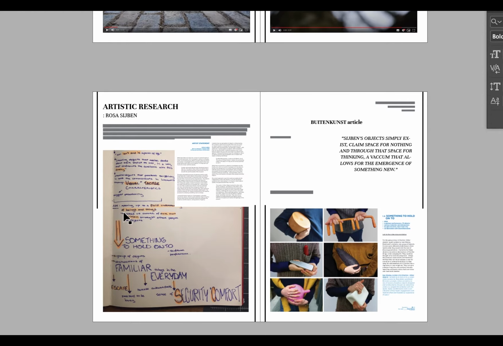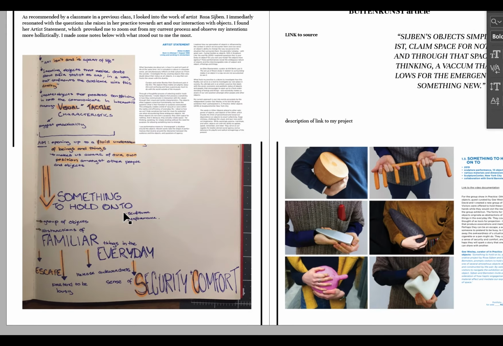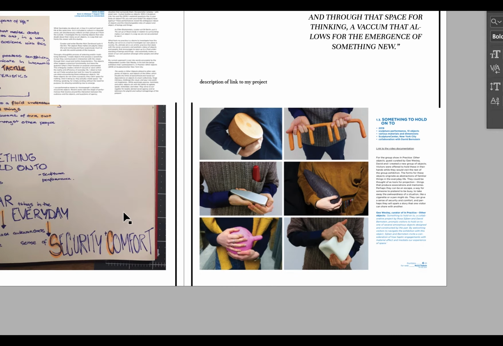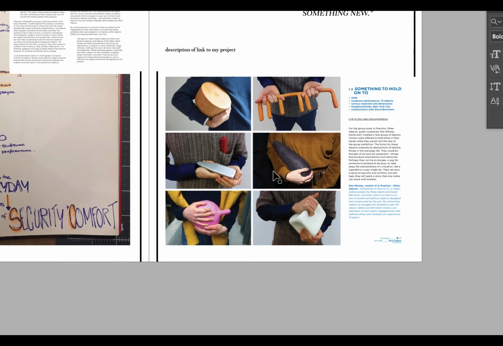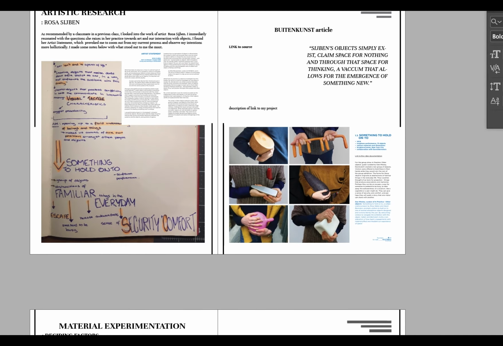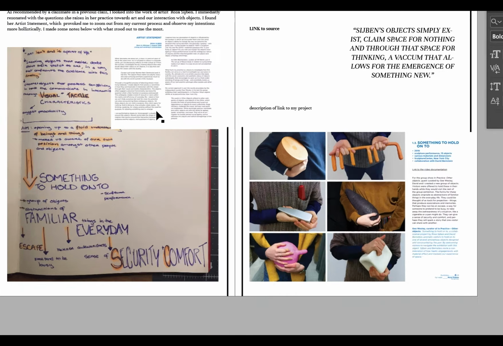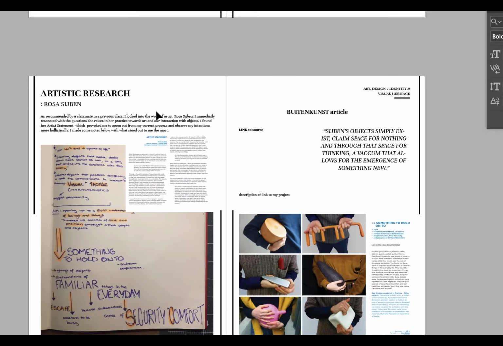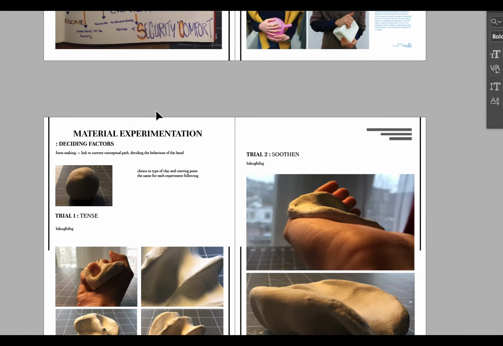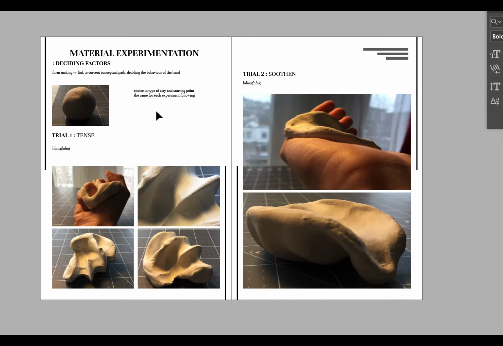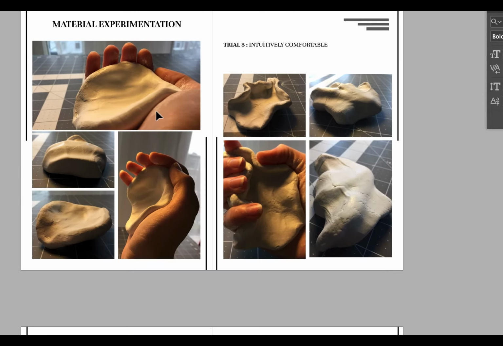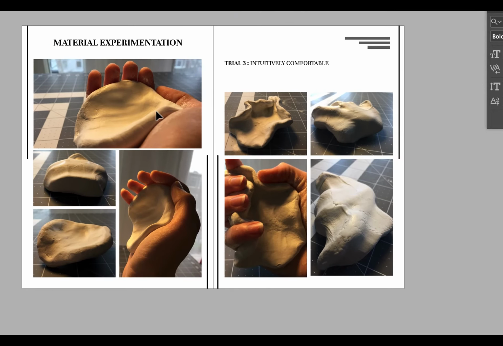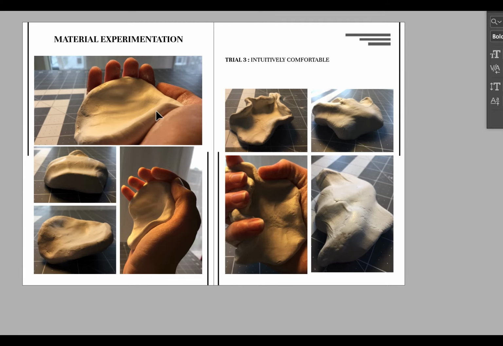So I started looking into different art practices that worked similarly with objects. One being Rosa Sijben, and she was definitely a really big inspiration of mine. So I started looking more into her artistic statements and her portfolio, and I started doing similar experiments with materials that I had that were able to really let me create personalized pieces.